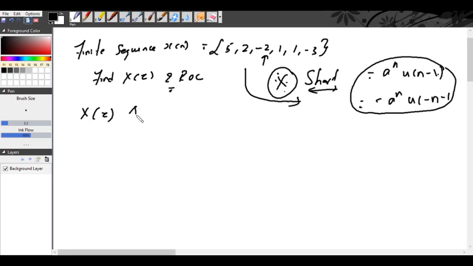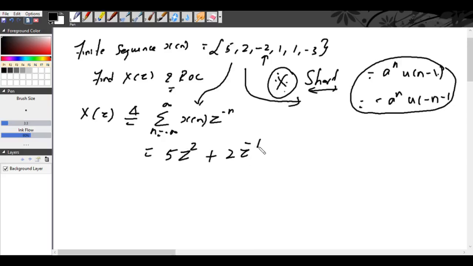Let's write the formula. X of z, then try to put this one. Please try to do it on your own. So how will you write that? 5 into z power 2 plus 2 into z power 1 plus 1 minus 2 plus z power minus 1 plus z power minus 2 minus 3 into z power minus 3.